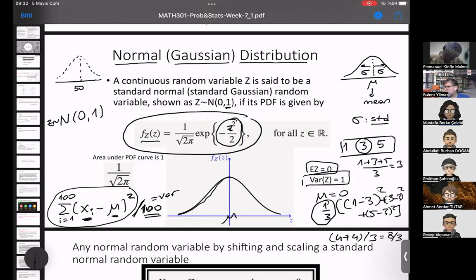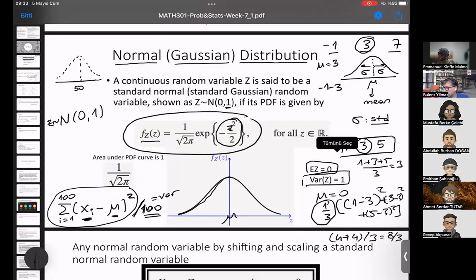How about if my number is like that? I'm going to have 3 as my mean again, but this time I will have -1 and 7. The numbers are -1, 3, and 7. What is the variance? Mean is still 3. 3 plus 7 minus 1 will be 9. Divide by 3, it will be 3, right? Mean will be 3. What is the variance?